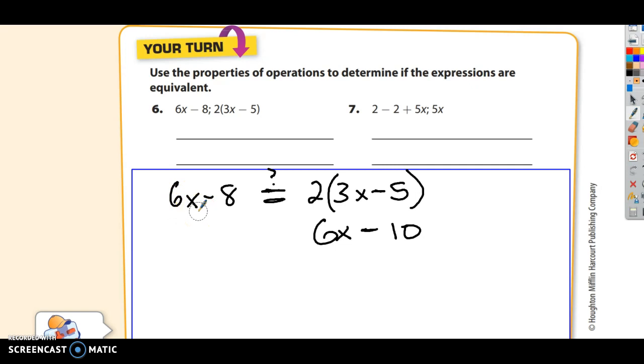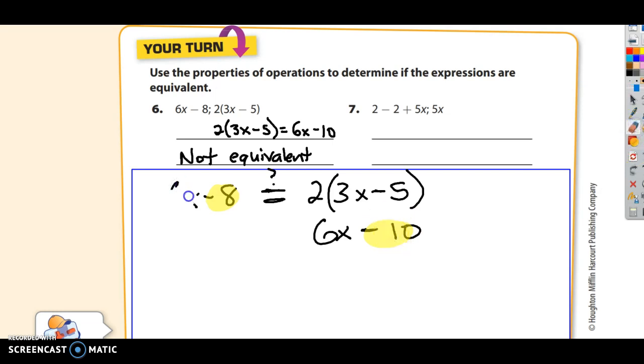Should probably rewrite it like this. We need to put this right here. 3x minus 5 is equal to 6x minus 10. And then we need to say not equivalent. And why aren't they equivalent? There's one little thing that makes them not equivalent. They're not equivalent because minus 8 is not the same thing as minus 10. If this were minus 8, it would be equivalent, but it's not.